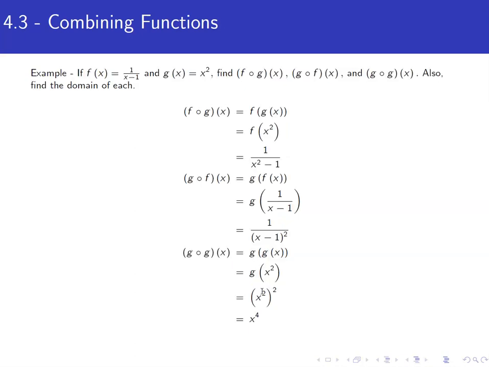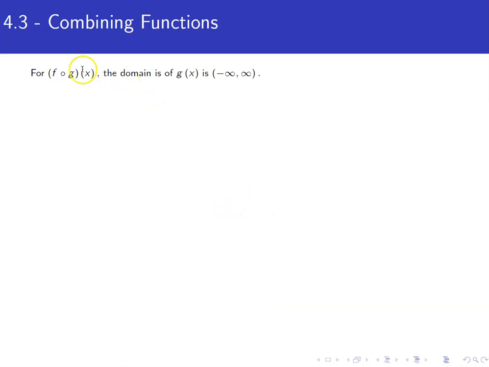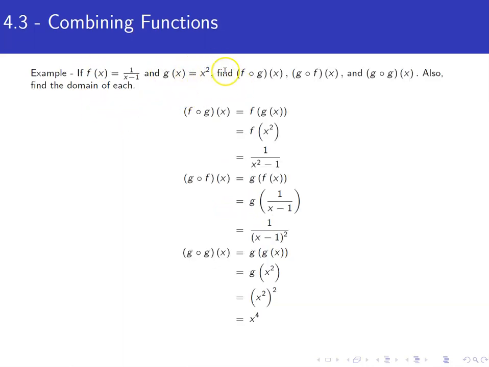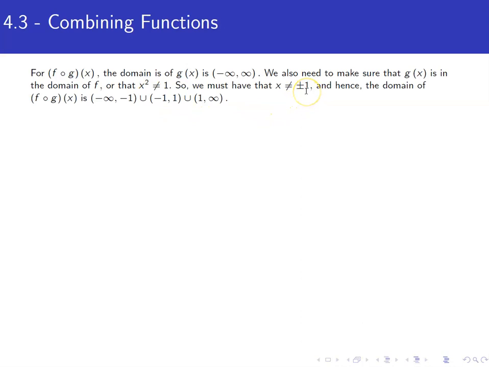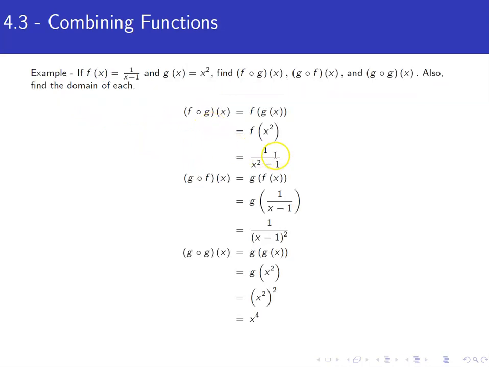Let's look at the domains. Go back here. The domain for g of x is certainly all real numbers. The domain for f is anything but 1. So domain of g is all real numbers. We need to make sure that when we put g of x into f, we don't get a 0 in the denominator. That means our x squared cannot be 1. So that means that x cannot be plus or minus 1, so our domain is negative infinity to negative 1, union negative 1 to 1, union 1 to infinity, and that goes along again if I scroll back.